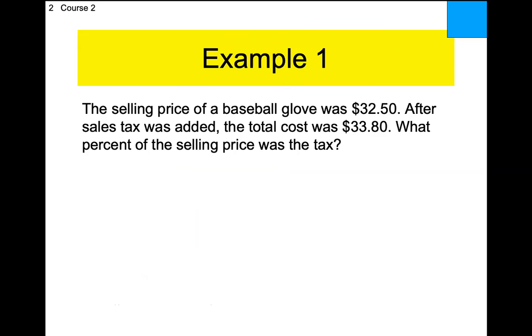The selling price of a baseball glove was $32.50. After sales tax was added, the total cost is now $33.80. What percent of the selling price was tax? So we're solving for a percent. Which came first? Which came second? We attach tax to it.